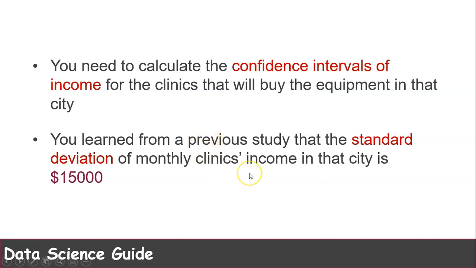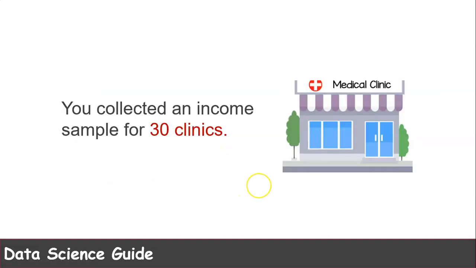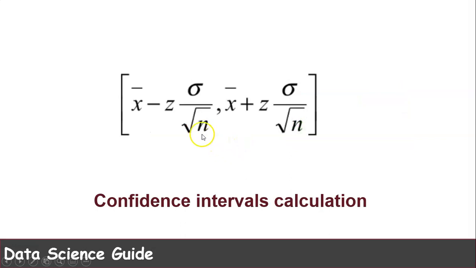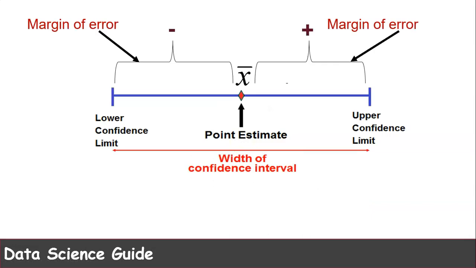So the variance or standard deviation is known from a past study in that city. And for this purpose, you collected an income sample for 30 clinics. And this is the formula to calculate the confidence interval. And we called Z times sigma divided by square root n a margin of error.